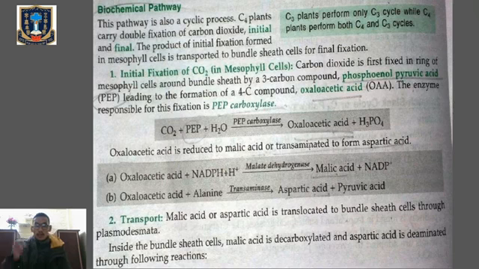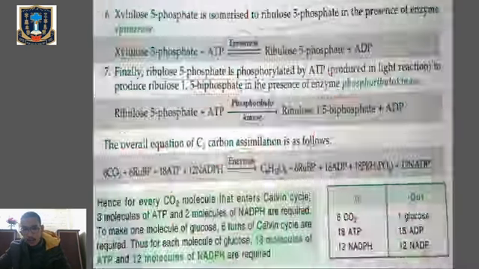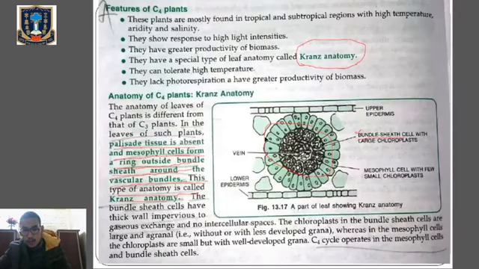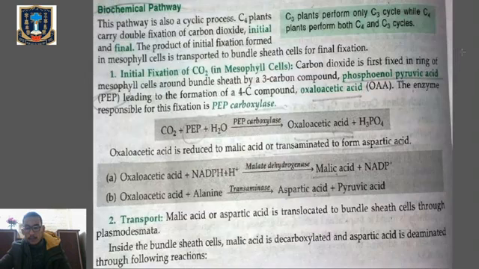Okay, so initial fixation of carbon dioxide occurs in the mesophyll cells, that means in a ring outside the bundle sheath. The carbon dioxide is first fixed in a ring of mesophyll cells around the bundle sheath, and this fixation is mainly done by a 3-carbon compound called phosphoenol pyruvic acid, PEP. This PEP carboxylase is the name of the enzyme.